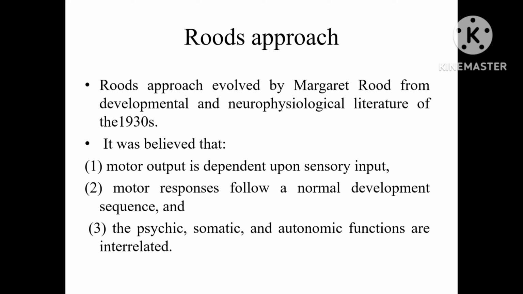First, the motor output is dependent upon the sensory input. That means whatever sensory input is given will produce the motor response. Second, motor response follows a normal developmental sequence, the ontogenic pattern, which we will see in a later slide. Development will always occur in the normal developmental sequence. And third, the psychic, somatic and autonomic functions are interrelated. All the psychic, somatic and autonomic functions, related to sympathetic and parasympathetic, are interrelated to each other.